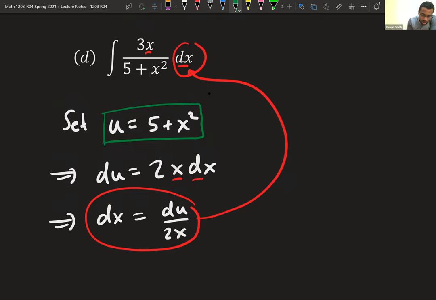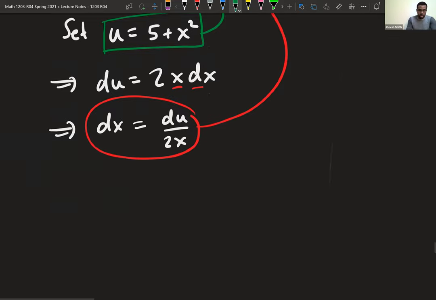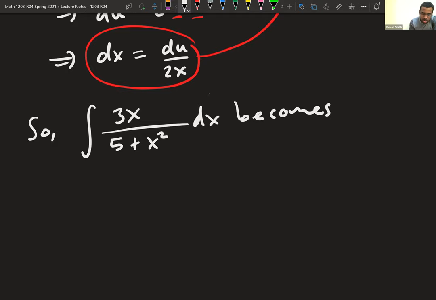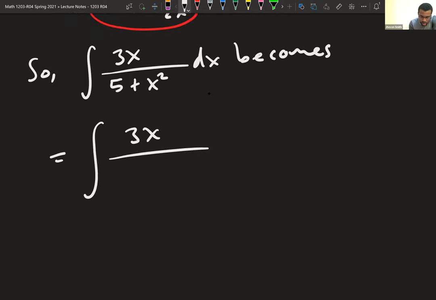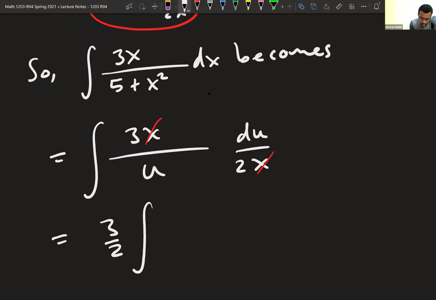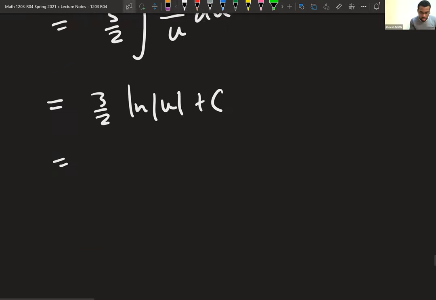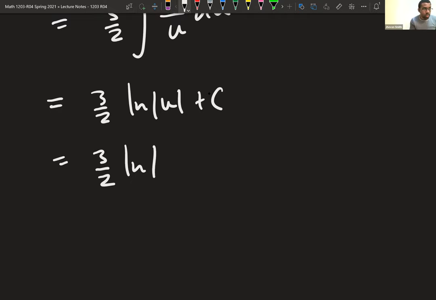And your u is going to replace this guy. So now you can plug these guys in. 3x I didn't do anything with, the denominator is u, and my dx is now du over 2x. The x's would cancel. I can factor 3 over 2 out. And I have a 1 over u left. That looks like a basic rule. And now I can back substitute. So it was 5 plus x squared.